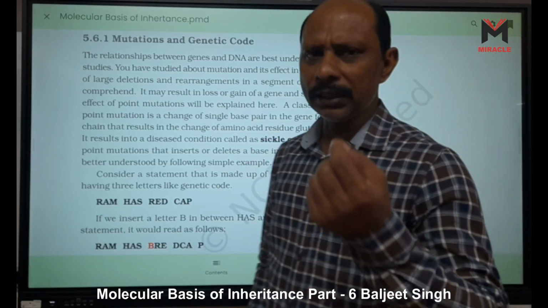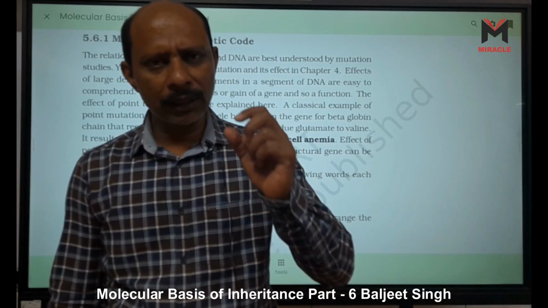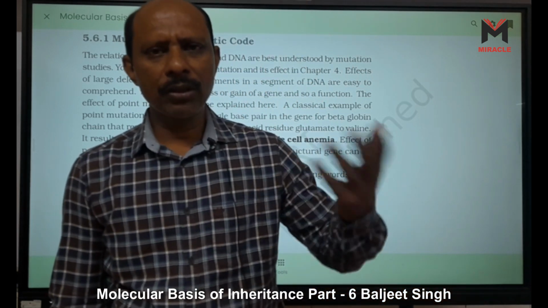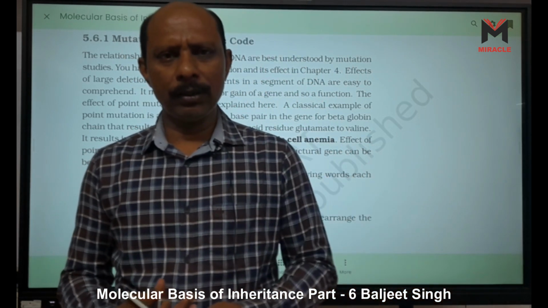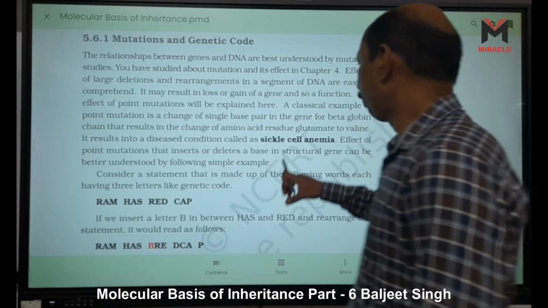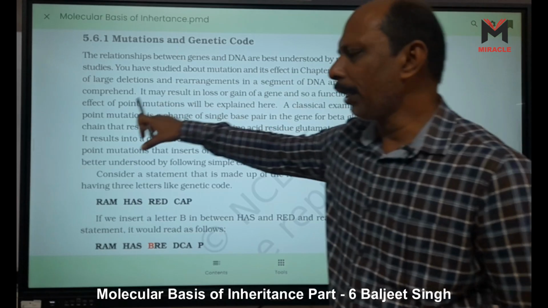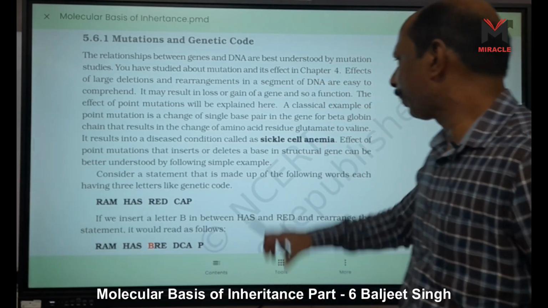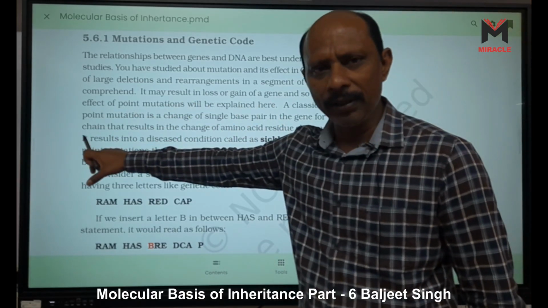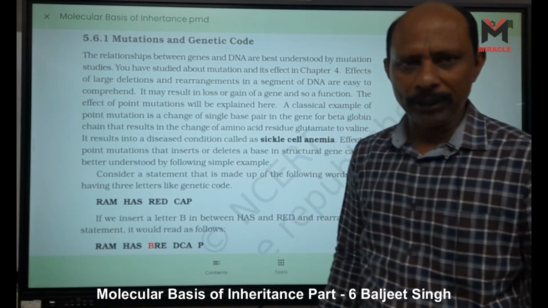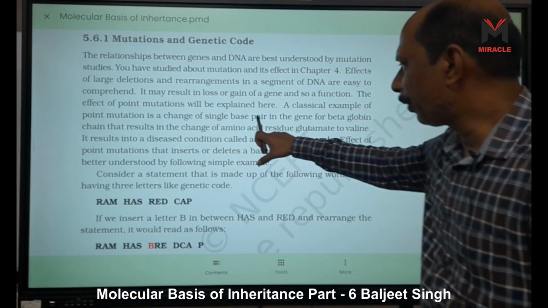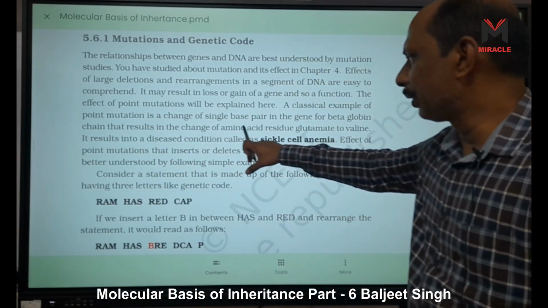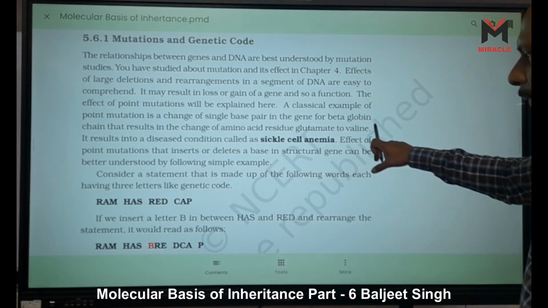And you know what point means? A point means a nucleotide. A single nucleotide is split off, or exchanged, or replaced by some other nucleotide, we can say, right? A classical example of point mutation is a change of a single base pair, that is, a single nucleotide, in the gene for the beta globin chain. Now we are talking about sickle cell anemia, okay? Because here a single base pair in the gene for the beta globin chain results in the change of the amino acid residue glutamate to valine.